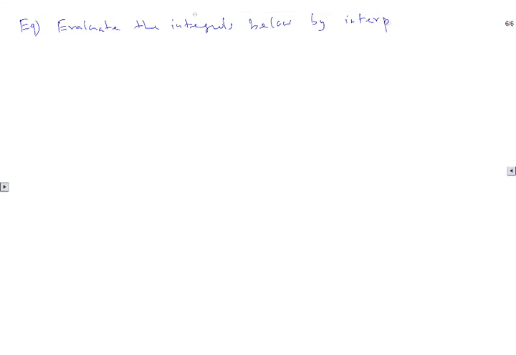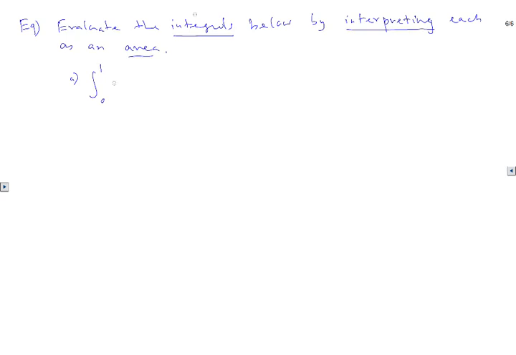By interpreting each as an area. Okay, you understand the question? Evaluate the integral below by interpreting each as an area. So let's do this one.